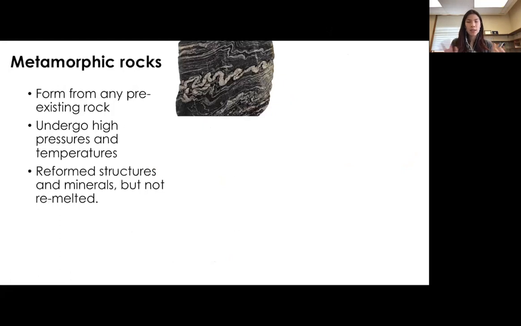All right, the last but not least of the rock types that we'll go over on Wednesday are metamorphic rocks. These are formed from pre-existing rock, could be sedimentary, could be igneous, but they undergo high pressures and temperatures. So they're buried or they undergo a lot of forces, and that creates not exactly melt of the old rock, but it reforms the minerals and the structures that were in the rock.